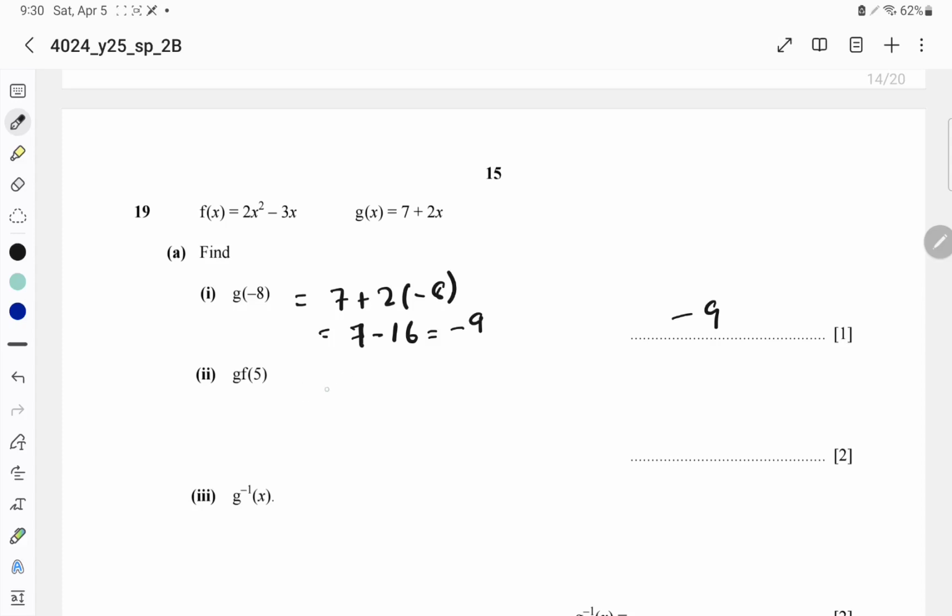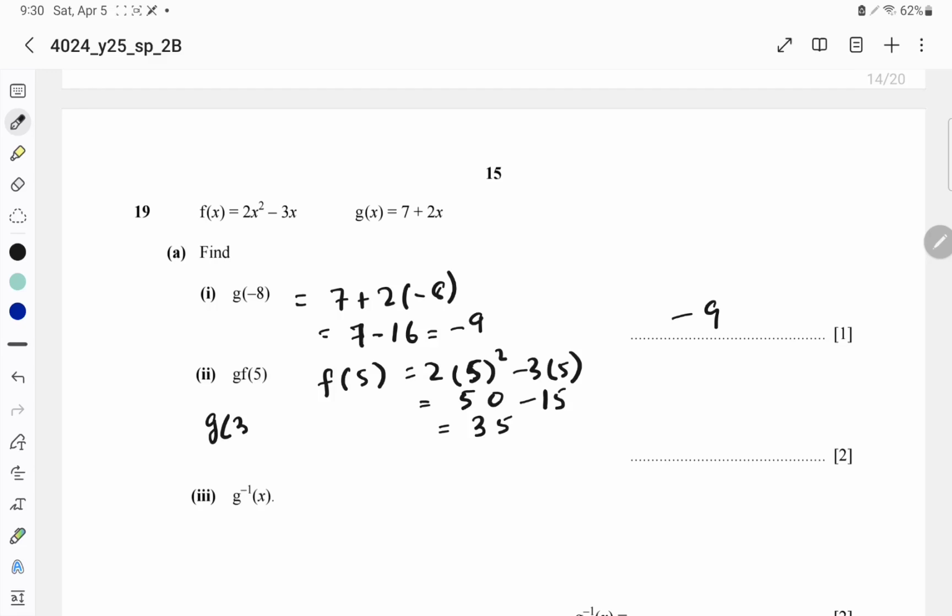Next, g(f(5)). F of 5 we find out first. F of 5 is equal to 2 times 5 squared minus 3 times 5. 5 squared is 25, 25 times 2 is 50, and 3 times 5 is 15. 50 minus 15, the difference is 35. So f of 5 is 35.